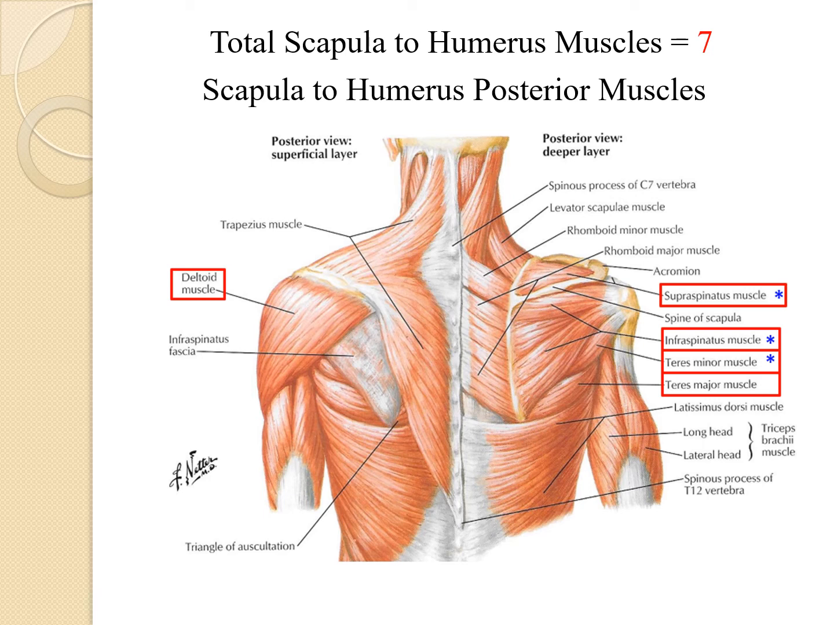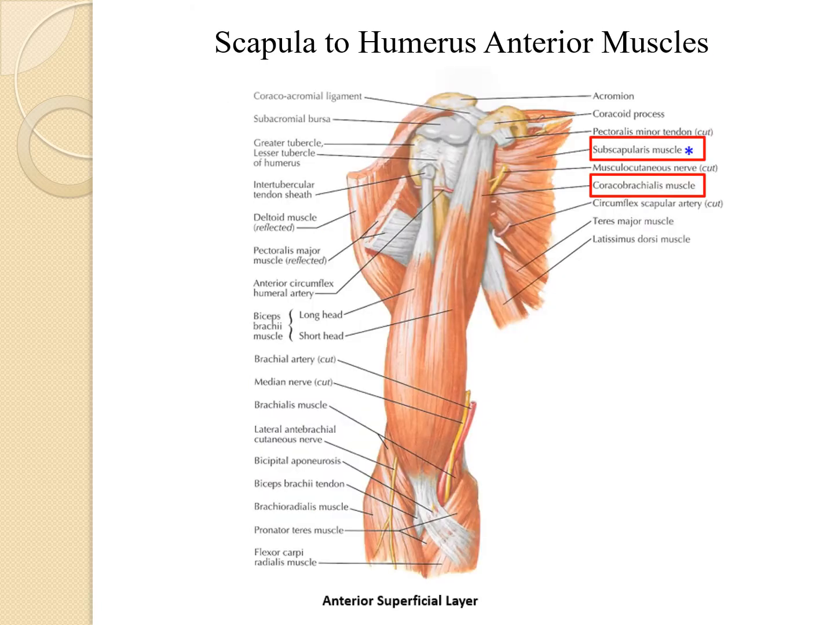There are a total of 7 muscles that attach from the scapula or shoulder blade to the humerus. 4 of these muscles are posterior, 2 are anterior, and 1, the deltoid, caps the top of the shoulder. Shown in this graphic are the 4 posterior scapula to the humerus muscles, along with the deltoid. The remaining 2 scapula to humerus muscles are anterior and are seen in this graphic.